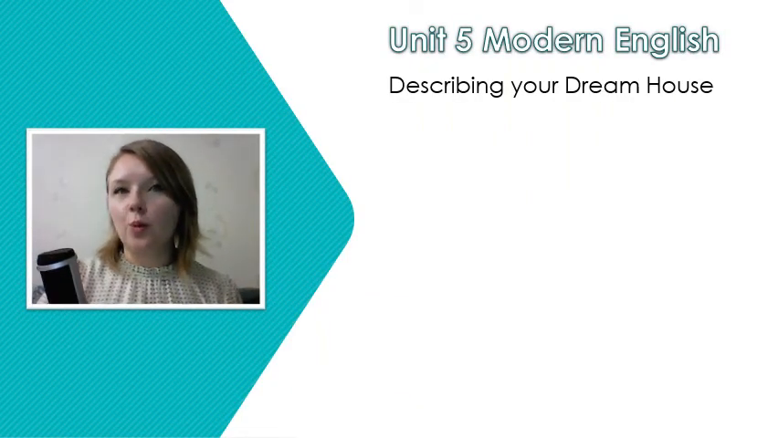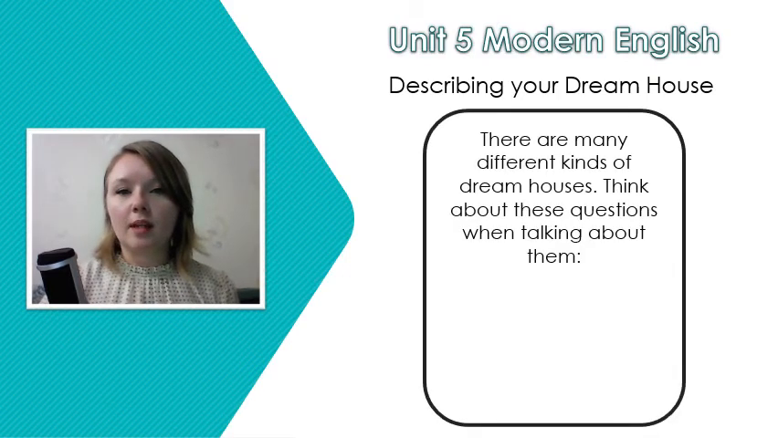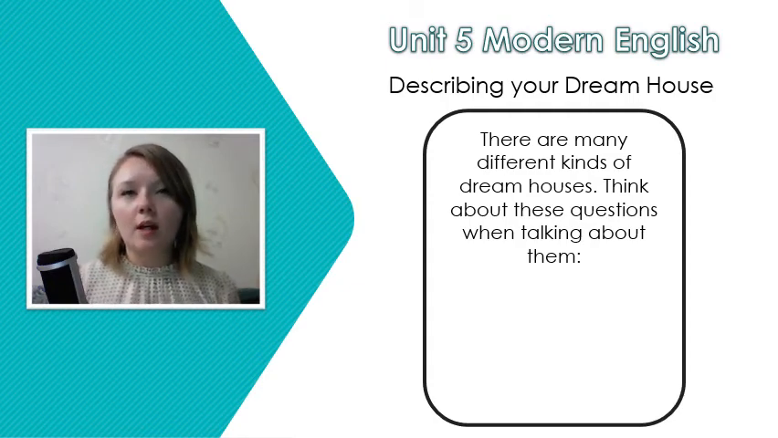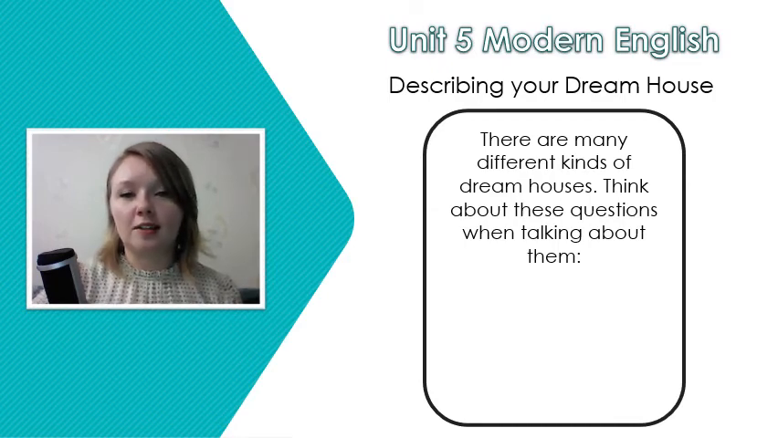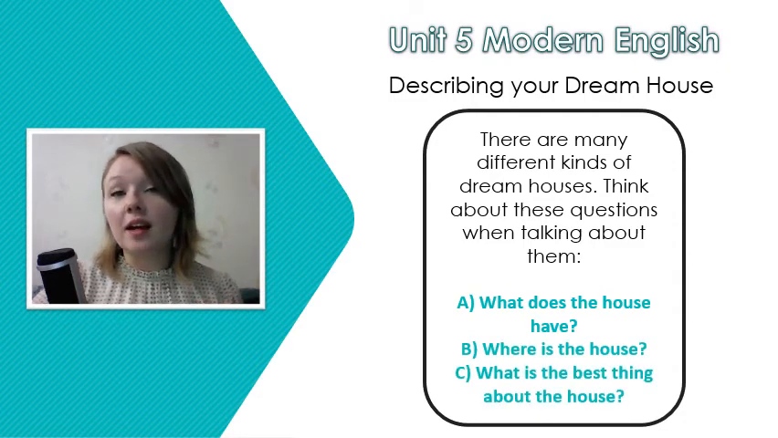Finally, let's review what you learned in the previous video, Modern English. You learned about describing your dream house. So let's review. There are many different kinds of houses, and you can use different questions when you're talking about them. Imagine what kind of home you would like to live in most. If you wanted to describe that to another person, you could use these 3 questions. What does the house have? Where is the house? And what is the best thing about the house?